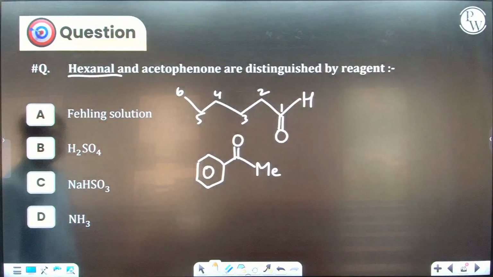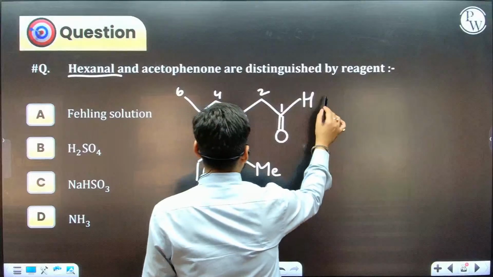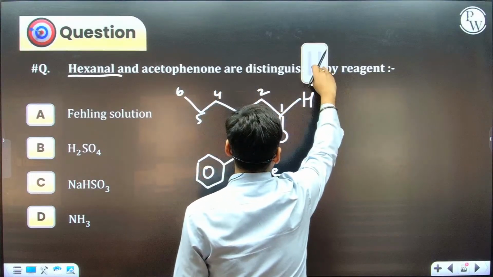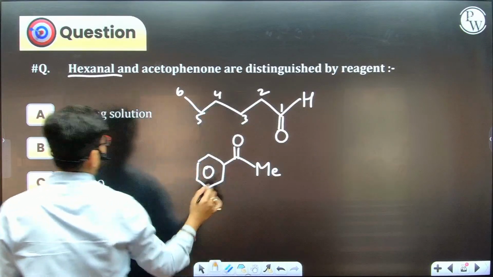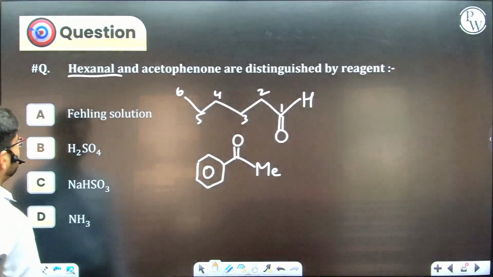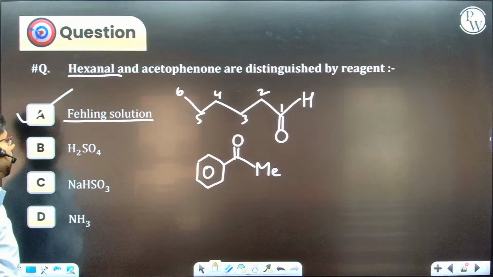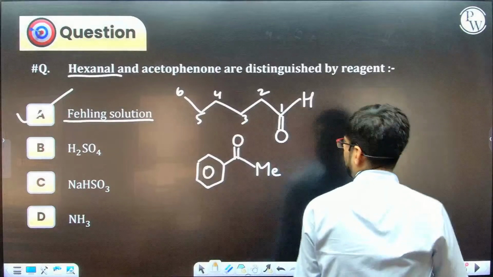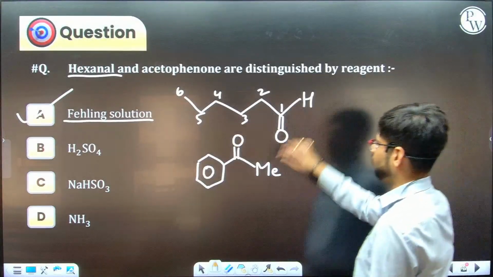Now see, Fehling's solution will undergo reaction with this, because this is an aldehyde, but this is a ketone. This will not undergo reaction with Fehling's solution. So we can say that on the basis of Fehling's reagent or solution, we can distinguish this aldehyde from the ketone.